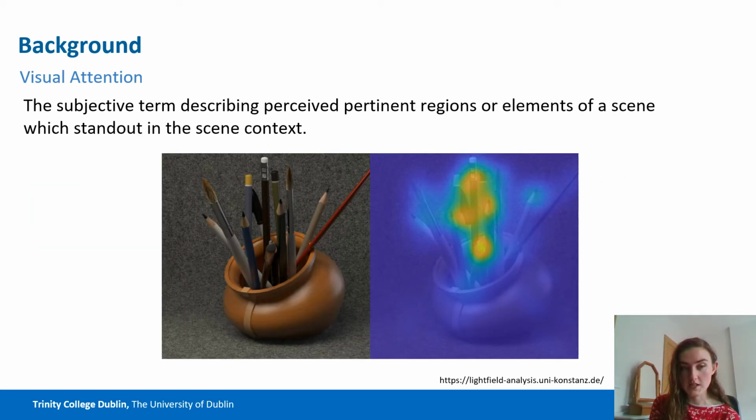So what's visual attention? This is the subjective term describing perceived pertinent regions or elements of a scene which stand out in the scene context. So for example, here on the image on the left, we have some stationery in a pot. And here on the right is an example of a visual attention or saliency heat map, which shows the probability of where people look when they view this image. So here you can see that this area is highly salient compared to the rest of the image.